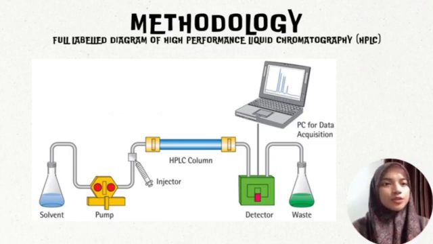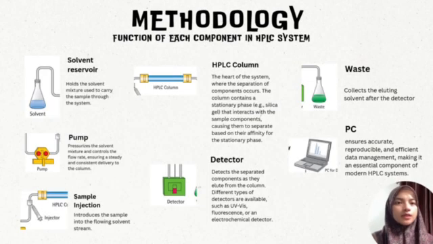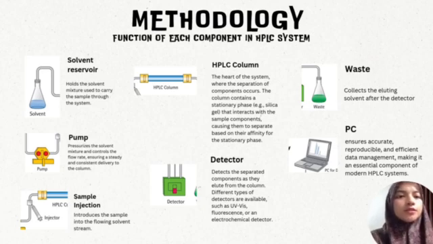So this picture shows the whole HPLC system, and next I will explain in detail its function and how it functions in this experiment. Okay, so next we go to the function of each component in the HPLC system. The first is the solvent reservoir, which holds the solvent mixture used to carry the sample through the system. The second is the pump, which pressurizes the solvent mixture and controls the flow rate, ensuring a steady and consistent delivery to the column. The third is sample injection, which introduces the sample into the flowing solvent stream.